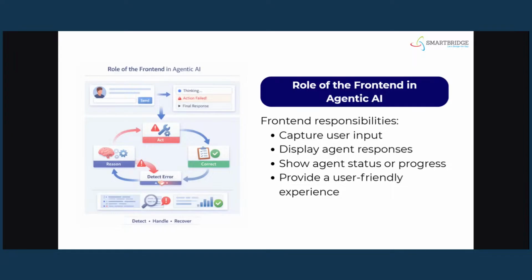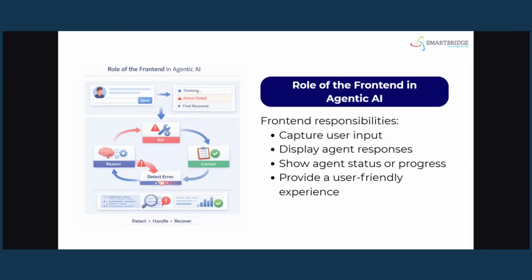The front end is responsible for capturing user input, whether that is a message, a click, video, audio, etc. It also displays the agent's responses in a clear and friendly way as output. In agentic AI systems, the front end often shows more than just answers. It may show progress, updates, loading and status messages so users know what the agent is doing internally.